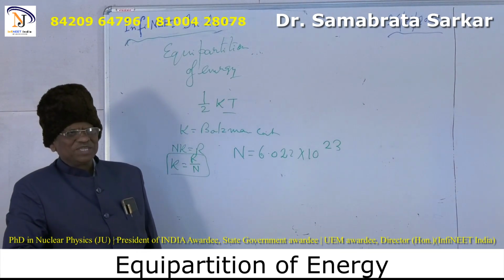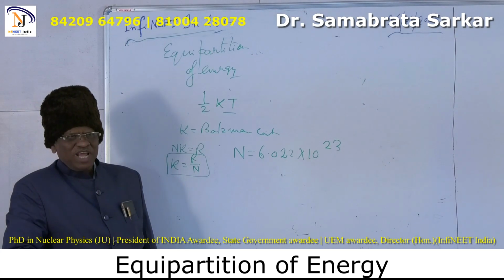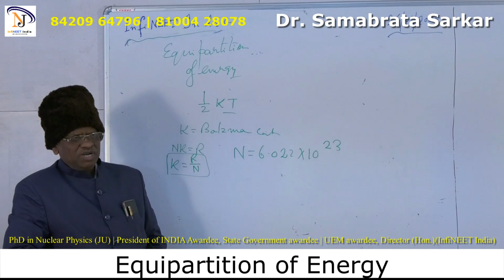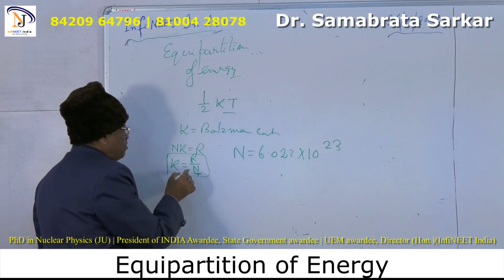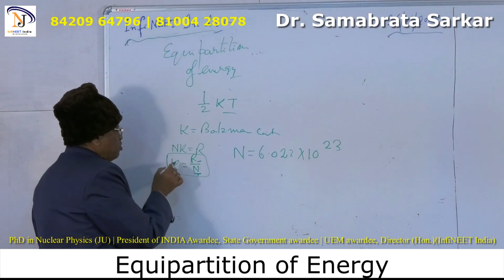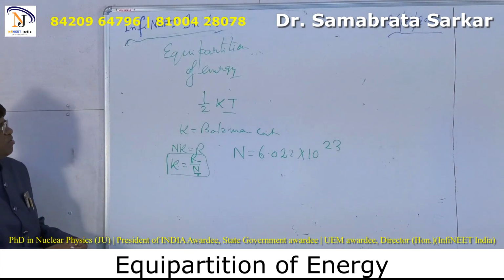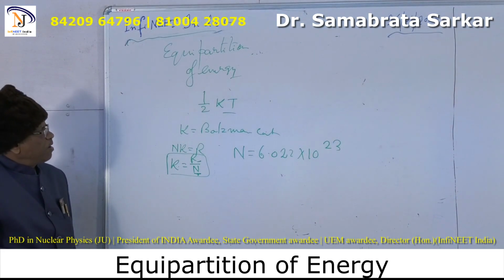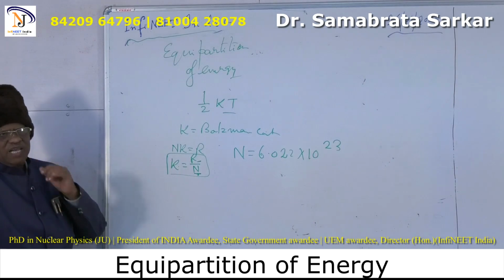Why not minus? A number cannot be negative, it would be a fraction. That is why 23. This is Avogadro's number, this one is the Boltzmann constant, this one is R. R means the universal gas constant. Now you tell me, what is the meaning of half kT? Tell me.